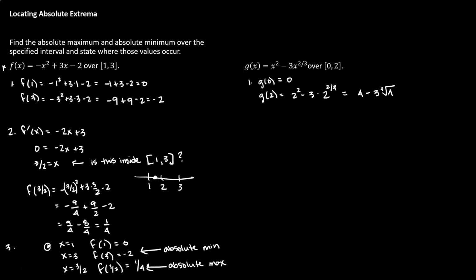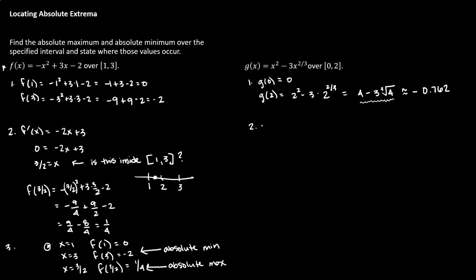cube root of 4. And if we want to, we can plug that into our calculator, and we'll find that this is approximately equal to negative 0.762. Now, it is good to approximate this because we're going to compare these numbers to all of the other function values that we find in step 2. And looking at this expression here, we might have a hard time deciding if it's bigger or smaller than the other values. So it's good to have that approximate to help us decide where it lands.